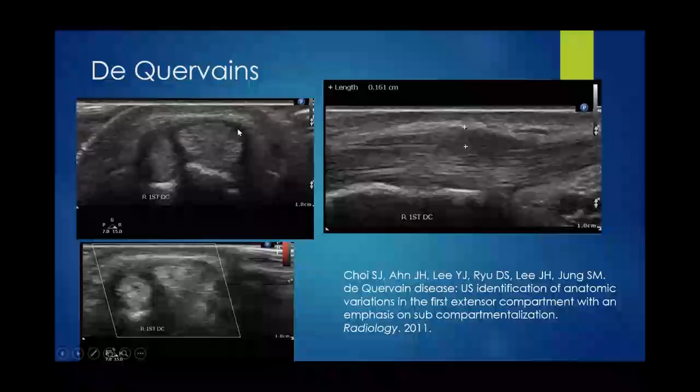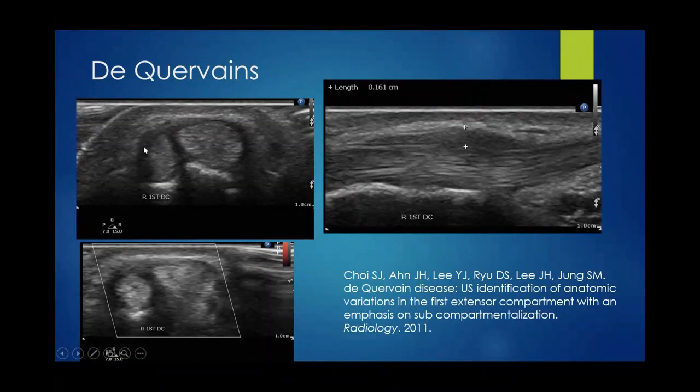So the retinaculum here is overlying the abductor pollicis longus and then extends down to the radius, creating a subcompartment of the extensor pollicis brevis tendon. This is usually, again, associated with this ridge in the radius. Normally, if it was not subcompartmentalized, the radius would be flat here. As you see in the bottom left image, the tendon sheaths are devoid of any Doppler signal.